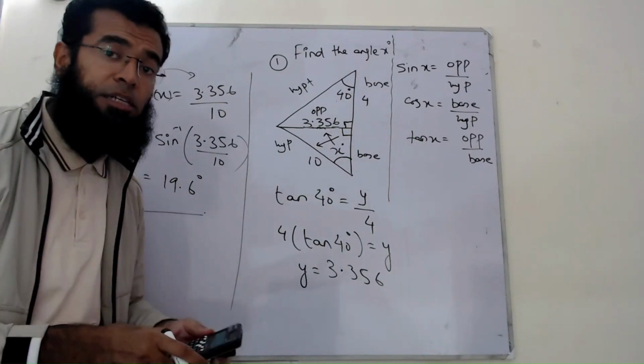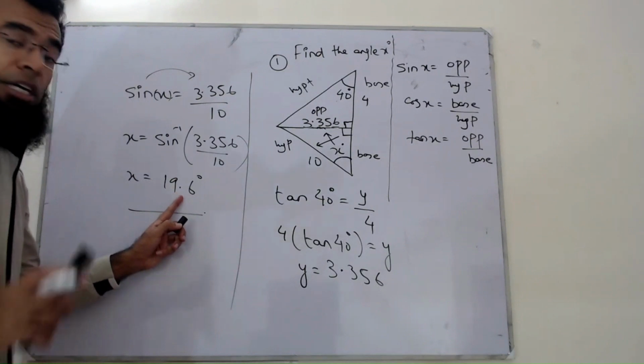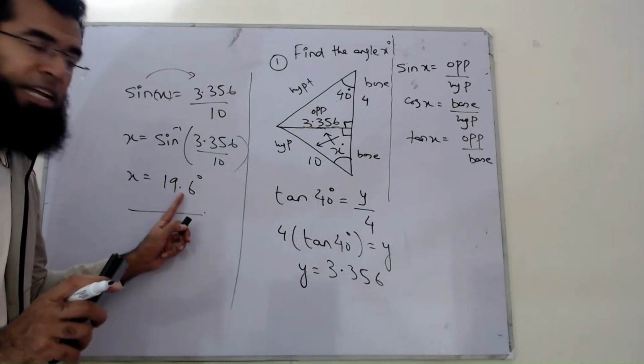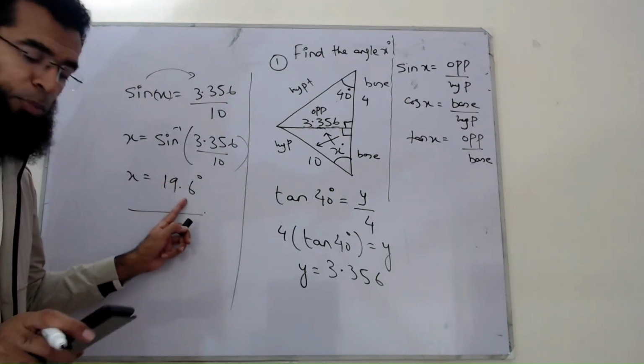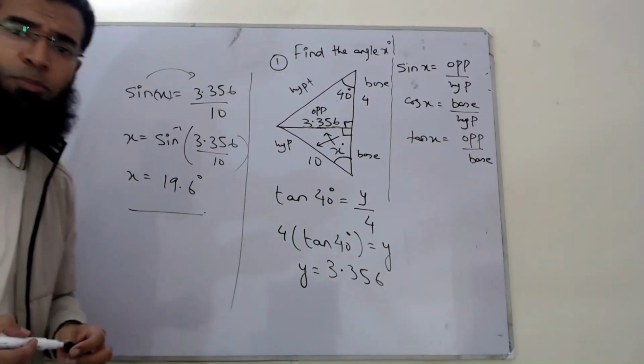And the final answer to degrees, the angles that we have to answer in degrees, standard instructions: to 1 decimal place, right? So 19.6 degrees it is. So that was your first question and it was pretty simple.